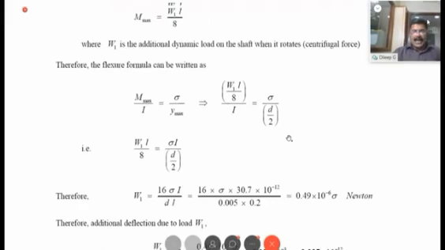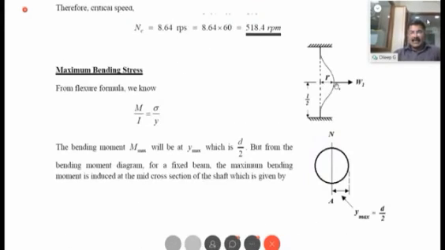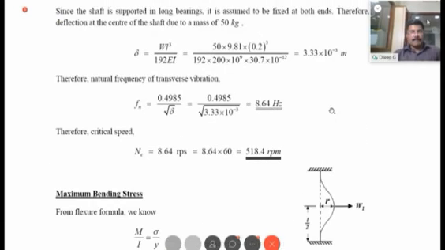due to this dynamic load, what is the central deflection? You know, due to centrifugal force, the maximum central deflection is given by the formula R. Now you know one more thing. This delta is nothing but delta.